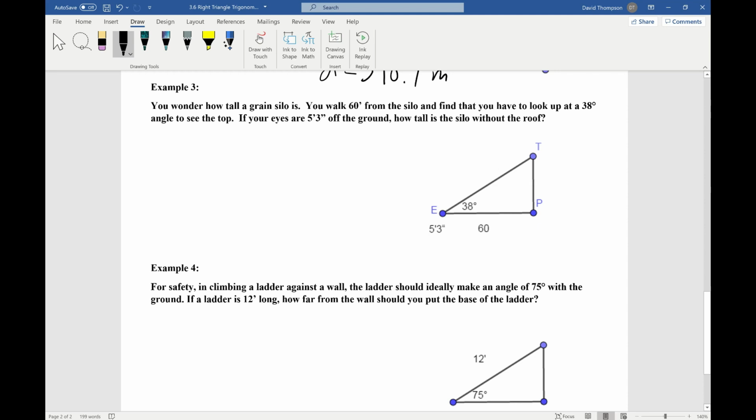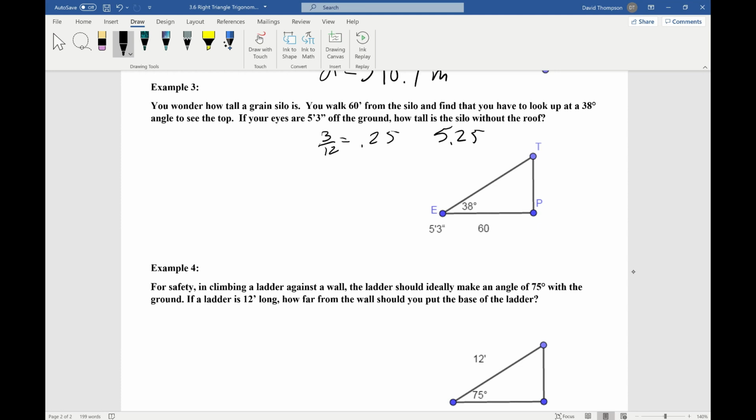Example 3. You wonder how tall a grain silo is. You walk 60 feet from the silo and find that you have to look up at a 38-degree angle to see the top. If your eyes are 5'3" off the ground, how tall is the grain silo without the roof? So the first thing we have to do is convert 5'3". 3 divided by 12 is 0.25, so we're adding 5.25 to whatever we get when we solve this triangle.